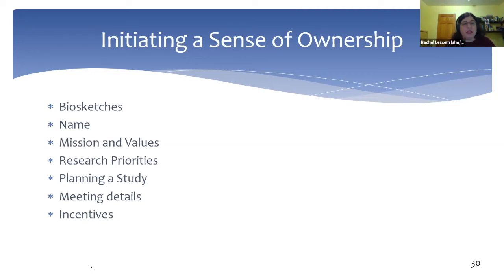As part of the training, planning a study and practicing, if they would like, thinking like a researcher, but also planning what those meeting details are. How often are they going to meet? How long will they meet? Will they meet regardless of whether a researcher is visiting or not? And finally, the incentives, like serving food at the meeting, maybe having membership cards or t-shirts, things that develop their own sense of ownership.